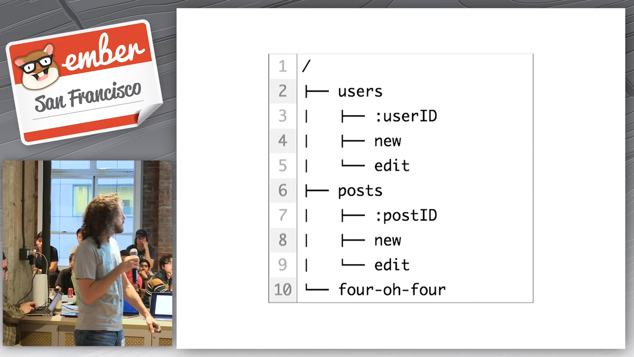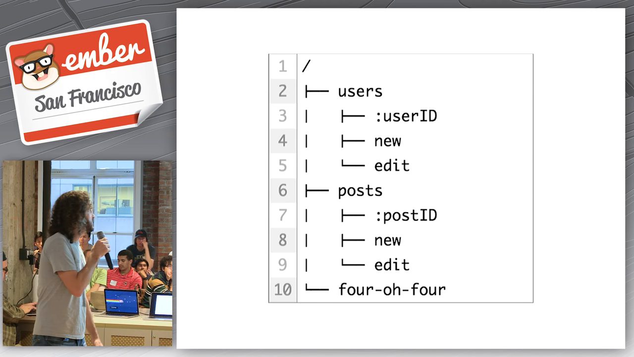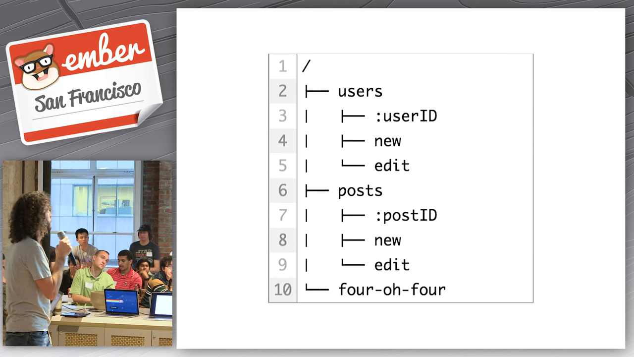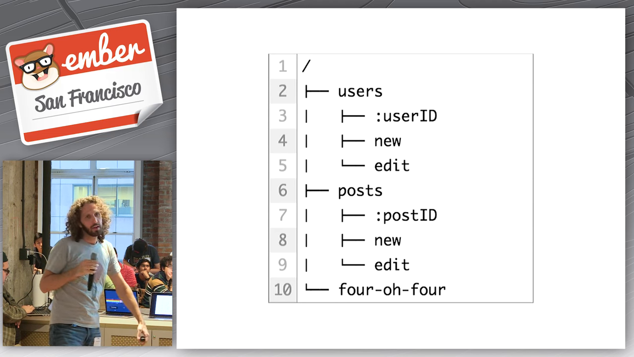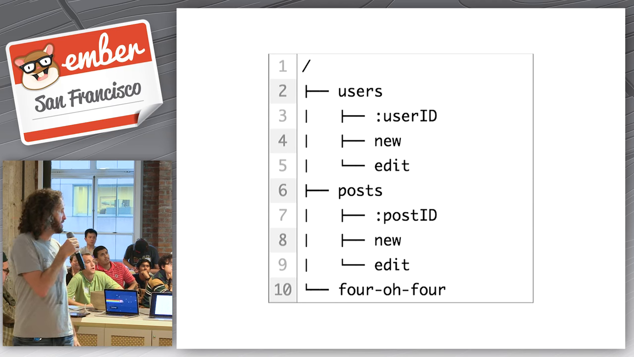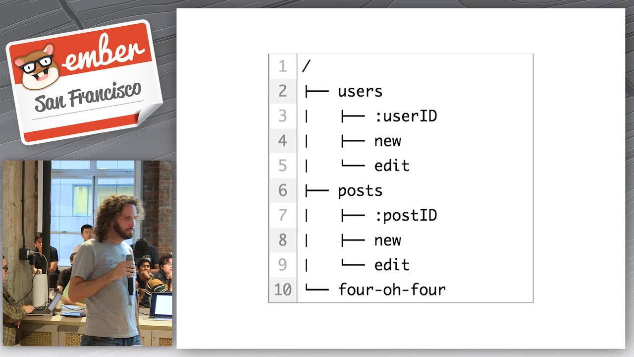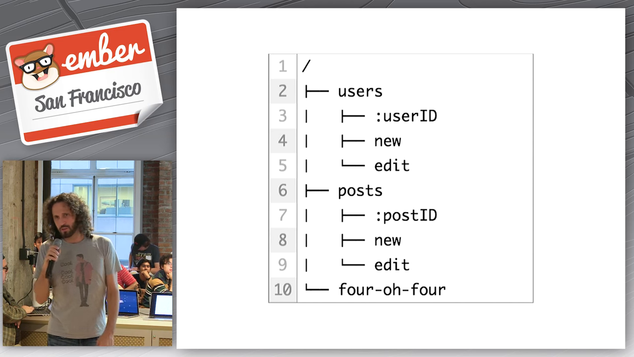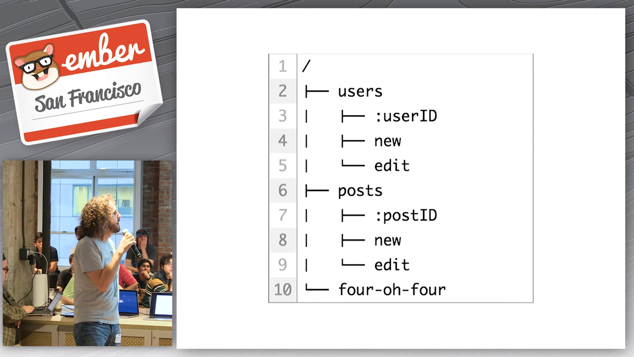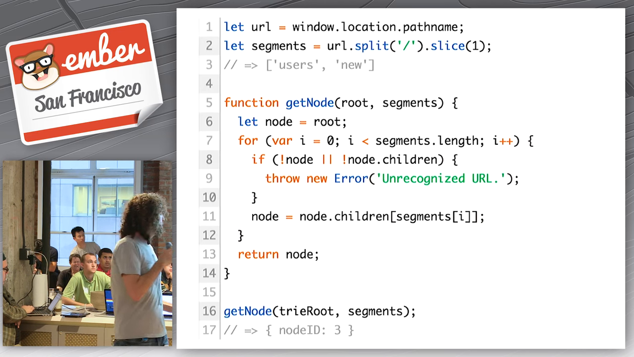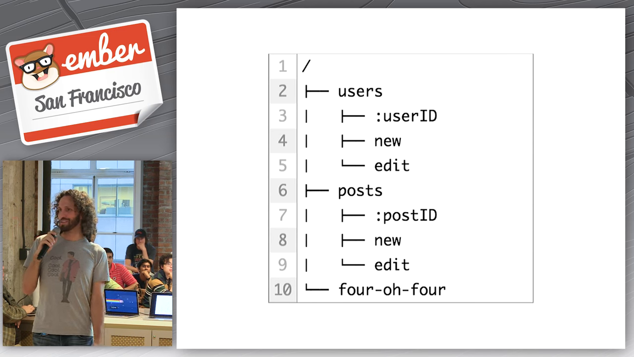So, let's look at our route structure one more time. In this case, we have a route that is users with user ID, new, and edit. Then we have a posts route, which has a post ID, new, and edit. Then we've got a 404 route down at the very bottom. Now, if we were to do this character by character, we'd probably end up doing something really dumb. Surprise, there's lots of code on the next slide.